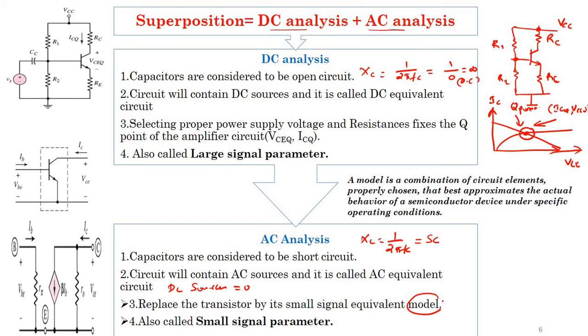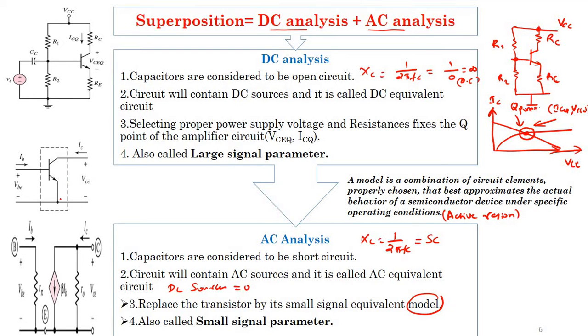An equivalent model is nothing but a combination of circuit elements properly chosen that best approximate the actual behavior of the circuit device under specific operating conditions. The specific operating condition says the transistor should be biased in the active region. Why? Because in that region the circuit is going to behave linearly. So if you consider the transistor, base emitter, collector emitter, the base emitter should be forward biased and the collector to base junction should be reverse biased. So that is called biasing.